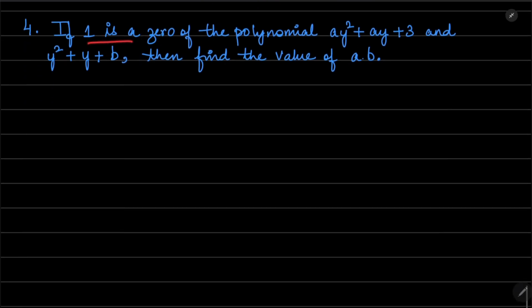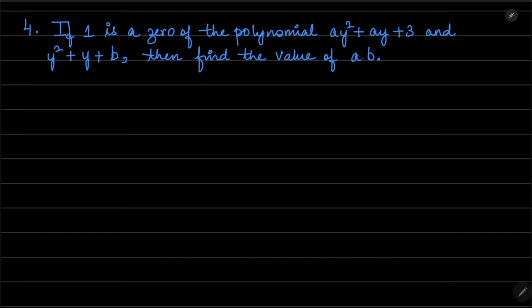If 1 is a zero of the polynomials ay square plus ay plus 3 and y square plus y plus b, then find the value of ab. So in one polynomial you have an unknown coefficient which is a, and in the other polynomial you have b. But what information are you given? 1 is a zero of both the polynomials.